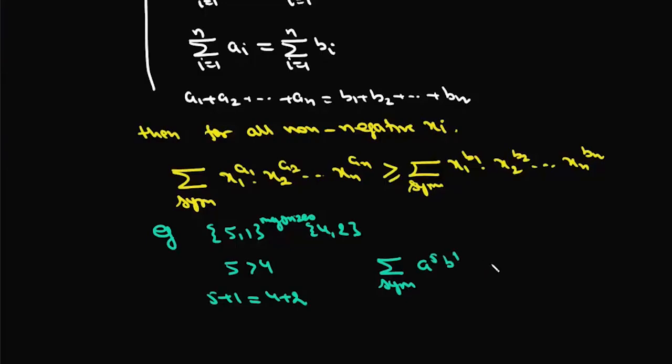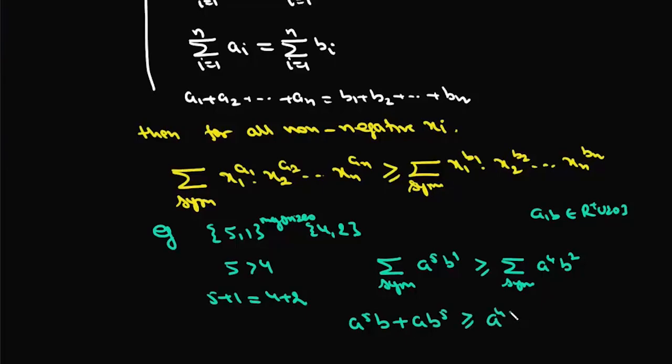a to the power 5 b to the power 1 is always greater than or equal to this symmetric sum a to the power 4 b square, where a and b are non-negative real numbers. So from here we can write a to the power 5 into b plus a into b to the power 5 will be greater than or equal to a to the power 4 b square plus a square b to the power 4. Now let us take up an example.